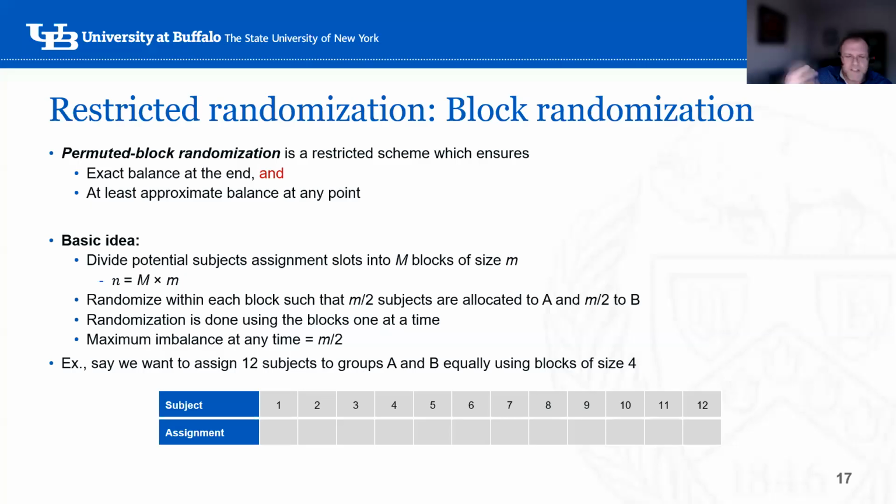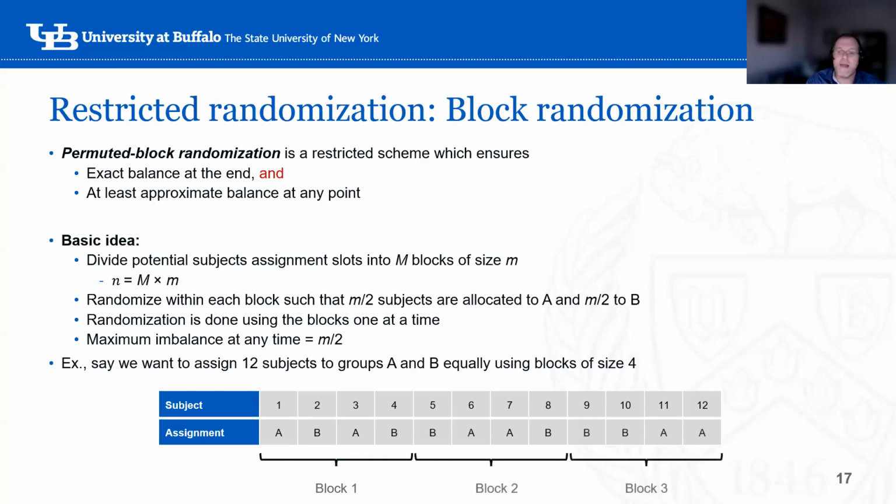And so to really understand this, let's look at an example. So if I want to randomize my 12 individuals, what I'm going to do is I'm going to randomly come up with a block, a sequence of A's and B's, and that will be my first block. And that will cover subjects 1 through 4. I'll then do it again for the second block and then the third block, and that will create my list for my block randomization.